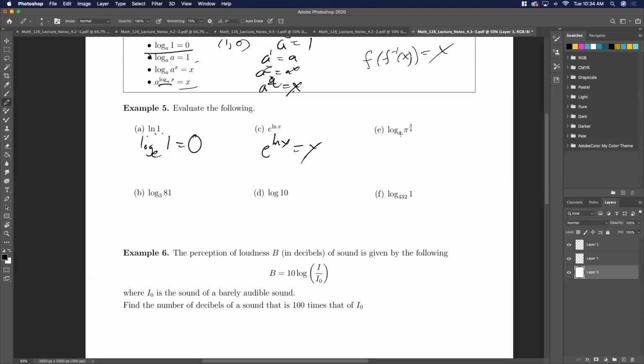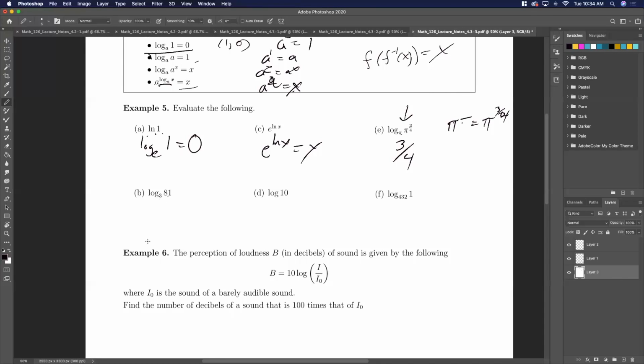Here, if I have log base pi of pi raised to the 3/4, what's this going to give me? Do you guys know what this is going to give me? Yeah, 3/4 is correct, right? Because this is asking the question, pi raised to what power equals pi to the 3/4? Well, pi to the 3/4 is going to be pi to the 3/4, right?